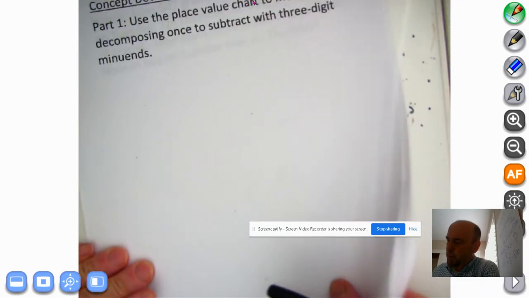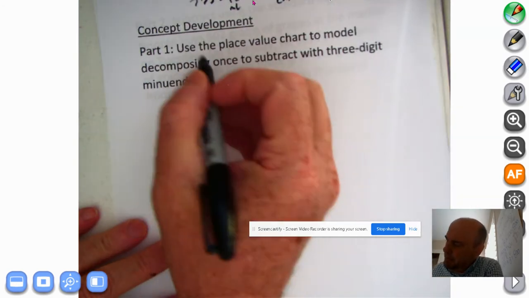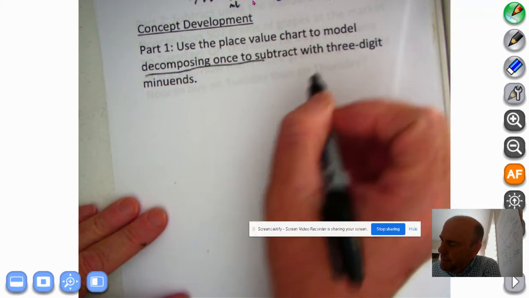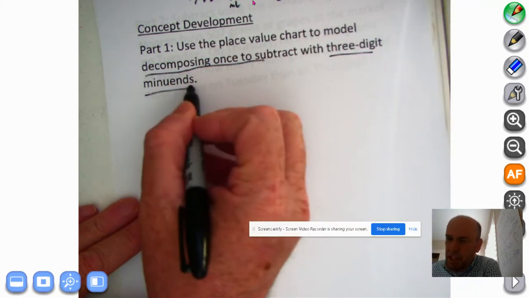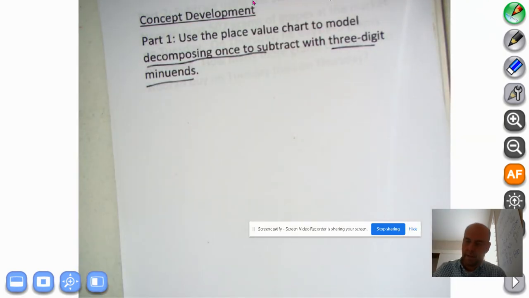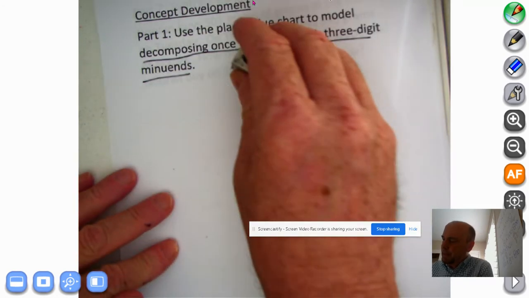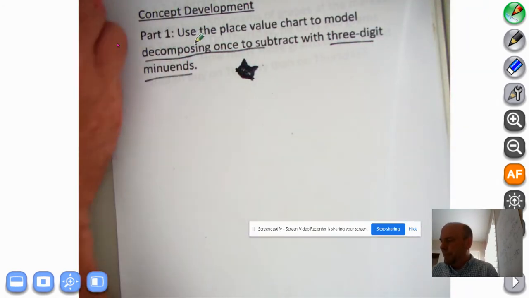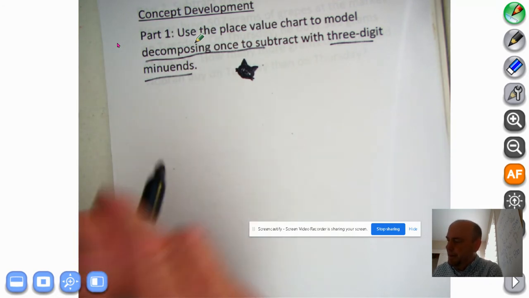So, part one of our concept development is to use the place value chart to model decomposing once to subtract with 3-digit minuends. Okay, right now we are indeed in copycat mode. So let's go back to Tara. She had 775 milliliters of water on her hike. So we're going to write that down.